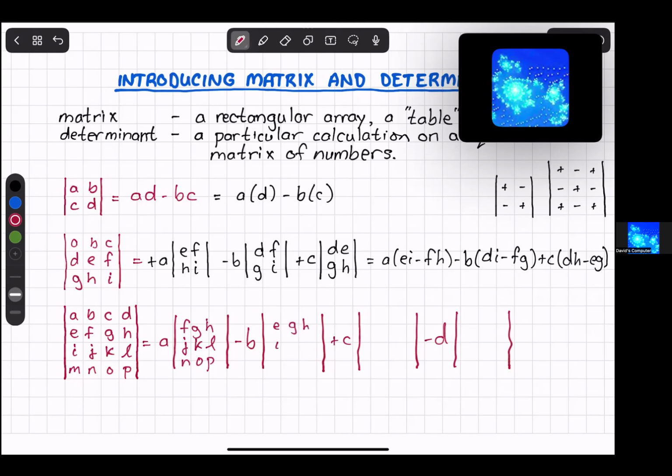I'm just writing in the submatrices here. Finally, D times EFG, IJK, MNO. Matrices are commonly expressed with square or round brackets.